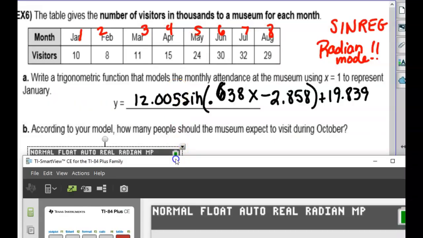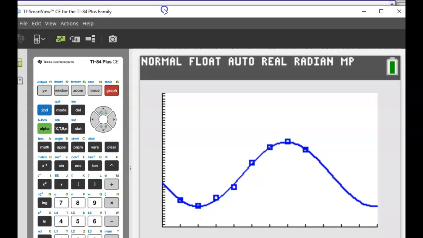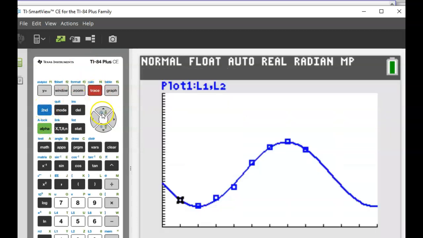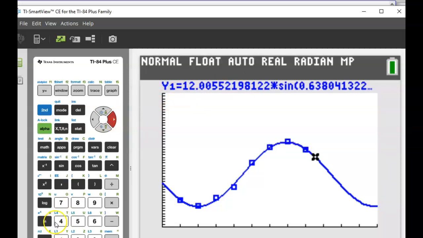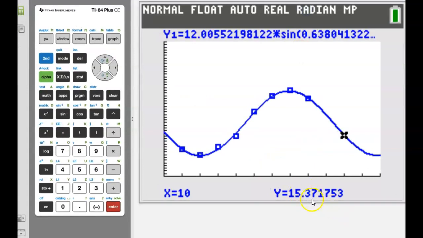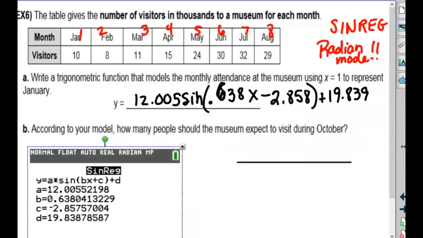Now, can we predict what's going to happen in October now? It wants us to predict October. What month is October? 10th month. So you could go to second graph to the table and go down to 15.4 roughly 1,000 visitors. Or you could go trace. You do need to hit up arrow so that you're on the equation and then trace out to 10. And you should get the 15.4 at the bottom. Everybody get 15.4 one way or the other? Okay, so that was 15.4.